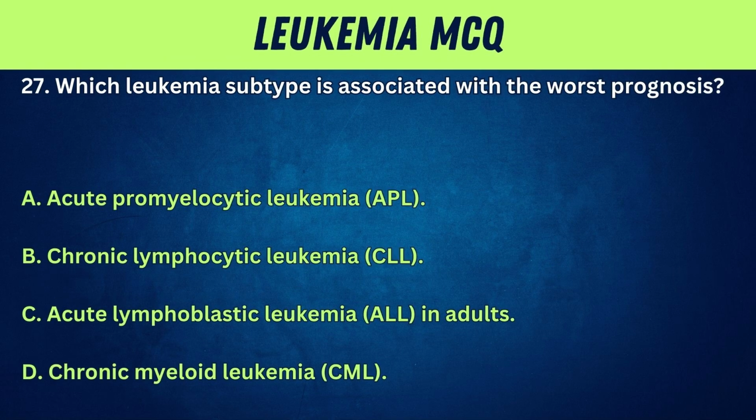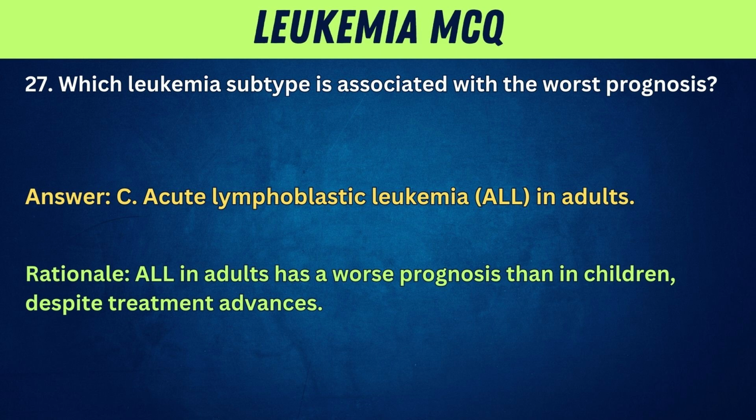27. Which leukemia subtype is associated with the worst prognosis? A. Acute promyelocytic leukemia, APL. B. Chronic lymphocytic leukemia, CLL. C. Acute lymphoblastic leukemia, ALL, in adults. D. Chronic myeloid leukemia, CML. Answer: C. Acute lymphoblastic leukemia, ALL, in adults. Rationale: ALL in adults has a worse prognosis than in children, despite treatment advances.